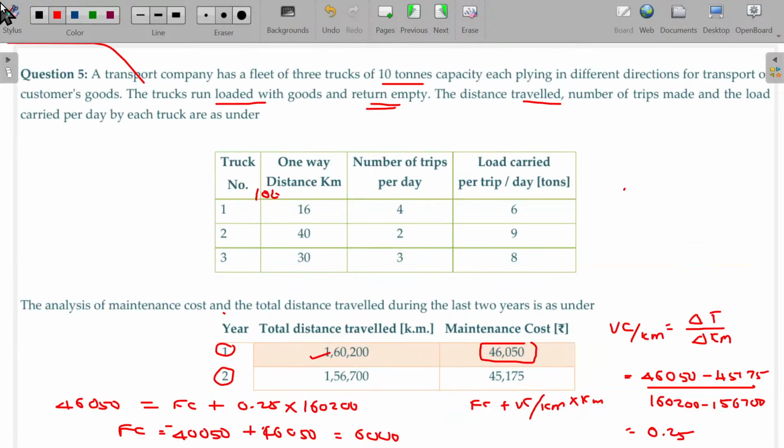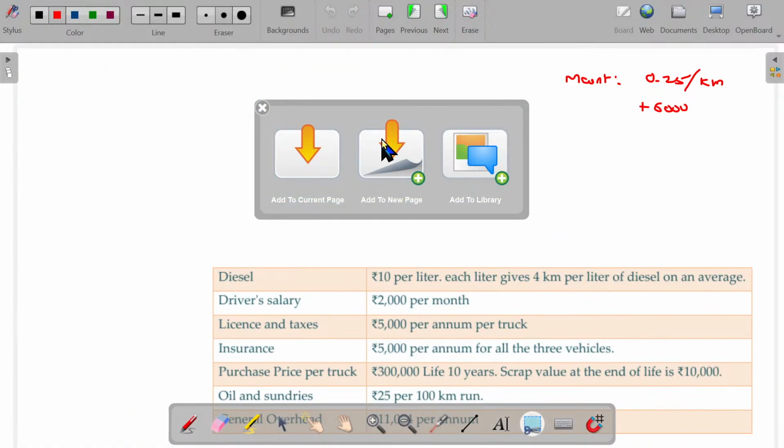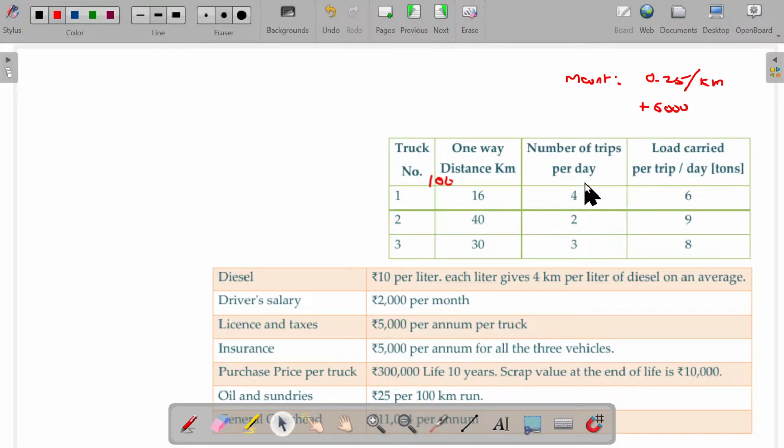These are the other informations. I'll pick this one here. Right.